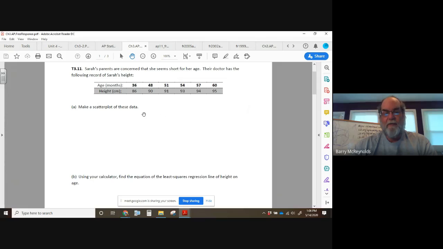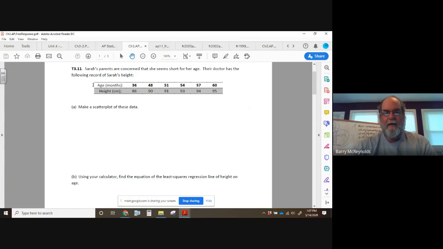And what you'll see in my solution is I put the data in the calculator because you're going to need to do that to answer part B. And so what I did, I just printed off a copy of what you would see on the calculator screen and used that. But it's pretty straightforward. The real question is which do you make the response variable and which do you make the explanatory variable? You always have to answer that question.